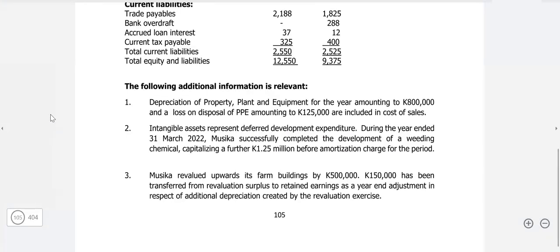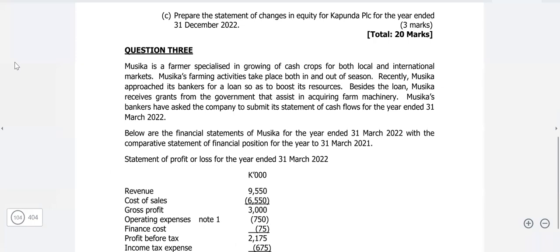So we are starting the question, and let's go to the question. This is question number 3. MARFAT is a farmer specialized in growing cash crops for both local and international markets. MARFAT's farming activities take place both in and out of the season. Recently, MARFAT approached bankers for a loan so as to boost its resources. Besides the loan, MARFAT receives a grant from the government that assists in acquiring farm machinery. So we can clearly see that these are the things, the loans and the grants.